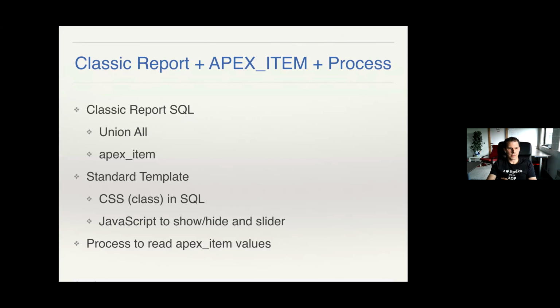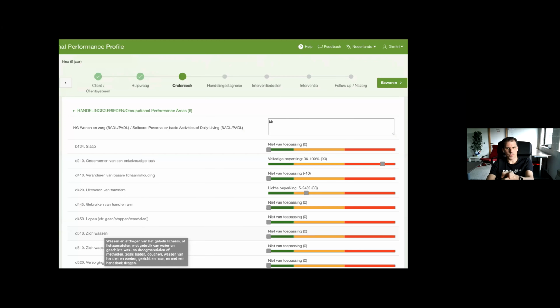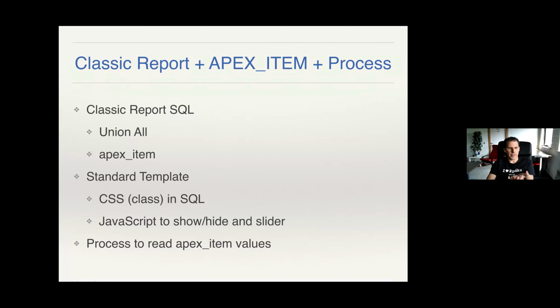So how can you do this in APEX? Here, I use a classic report again, union all, but I use APEX item, because what happens here is whenever we slide, we want to save it back to the database. So we have a standard template, but we have some CSS, and we have some JavaScript to show and hide the different regions, and also the slider. And now we have a process to read the APEX item values.